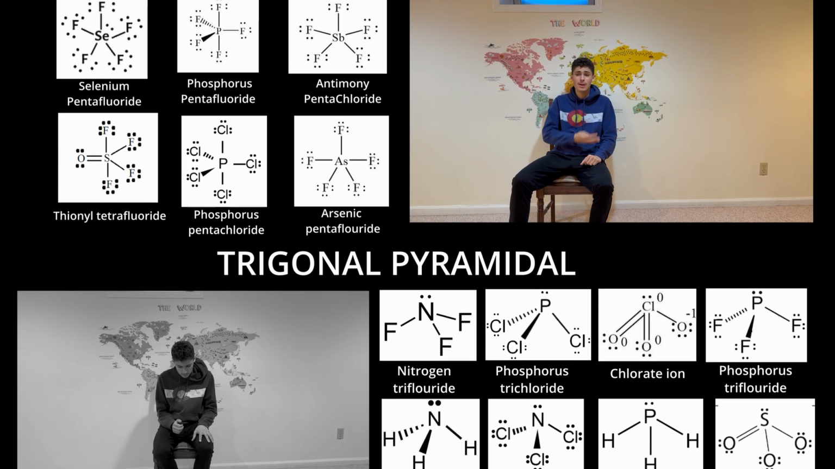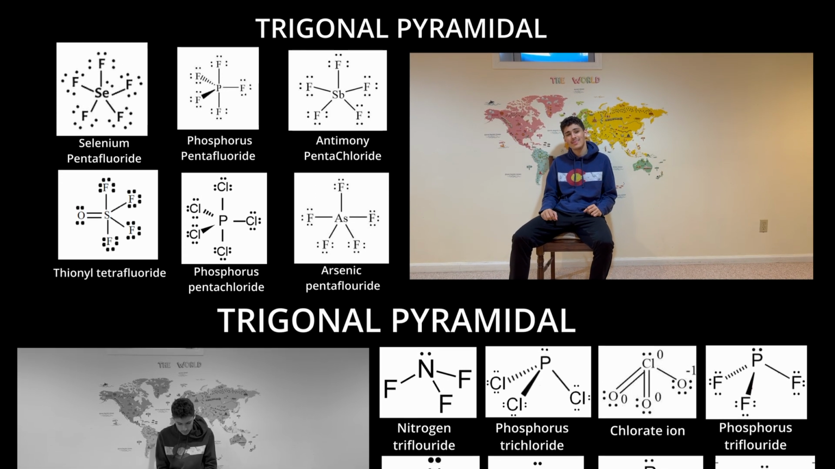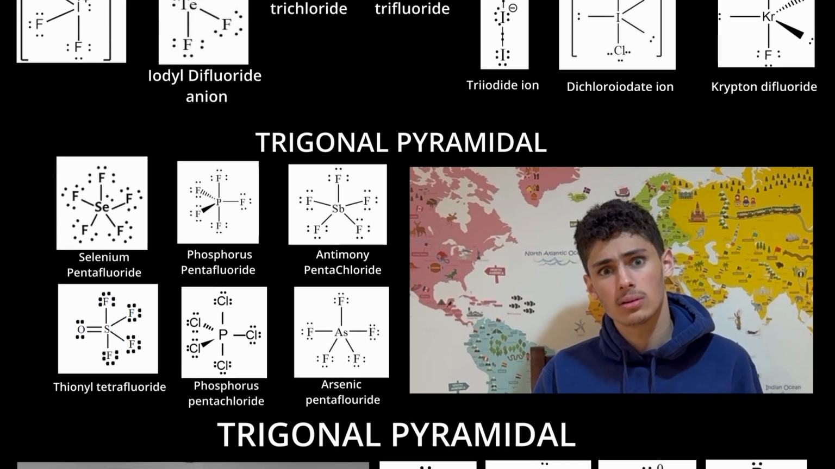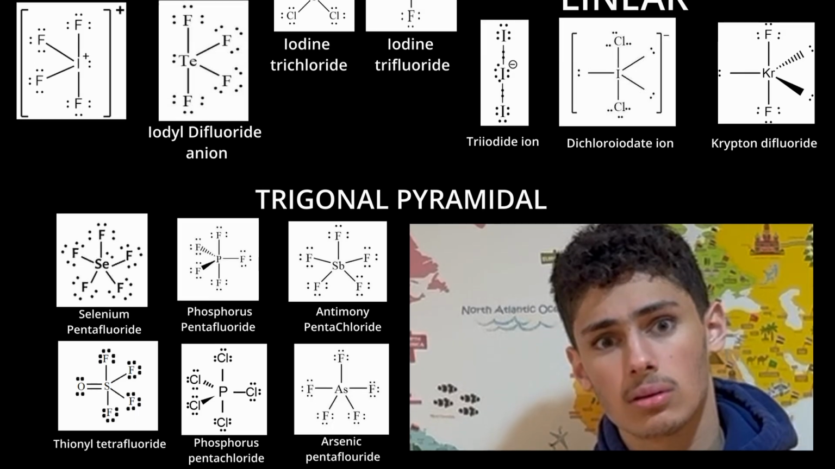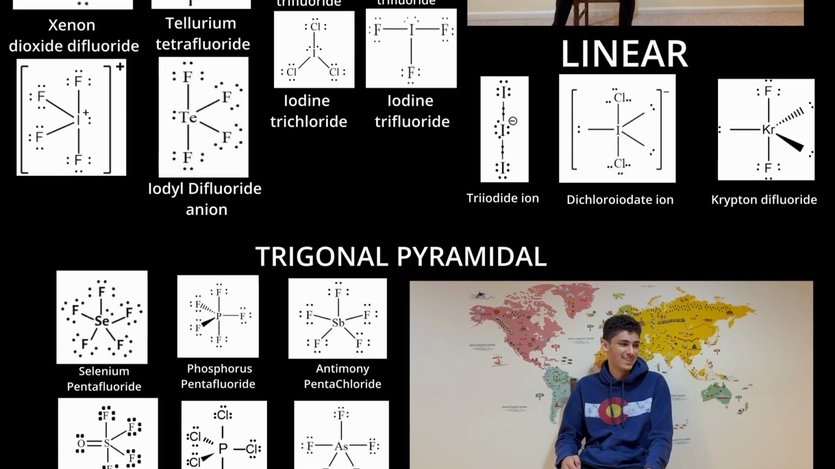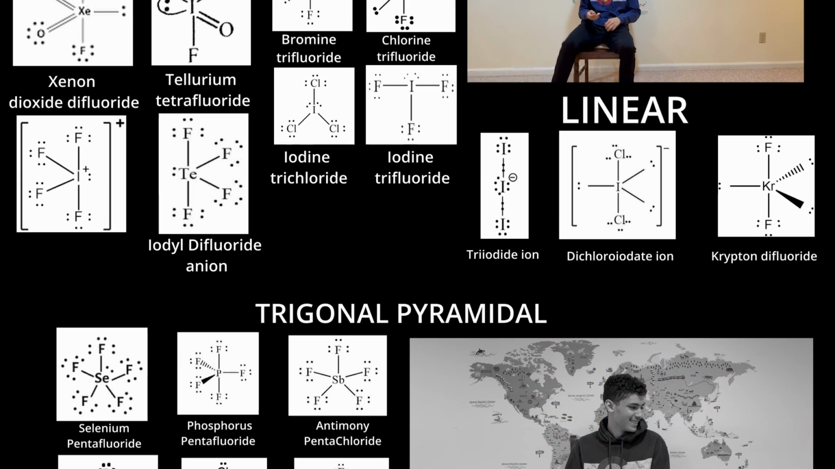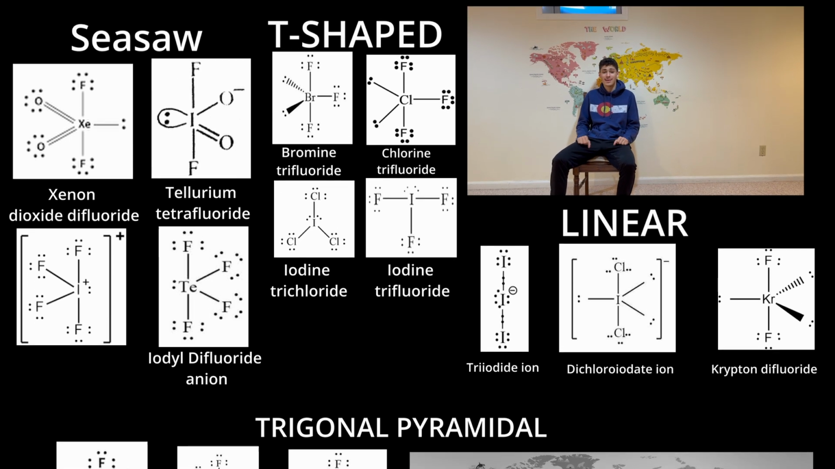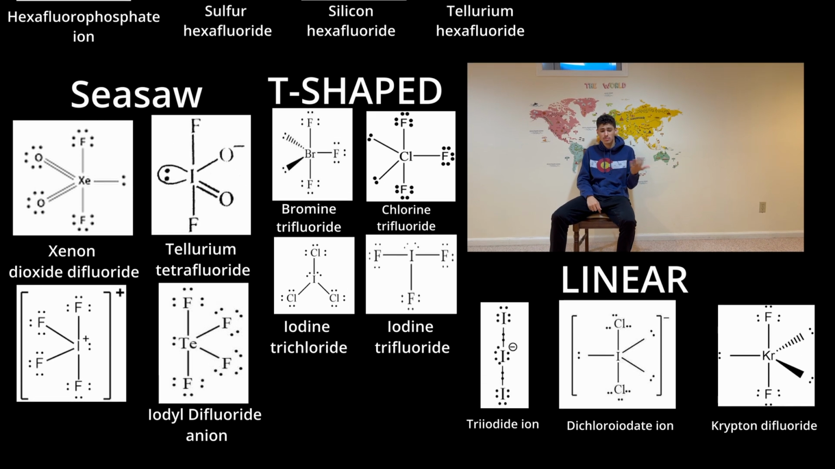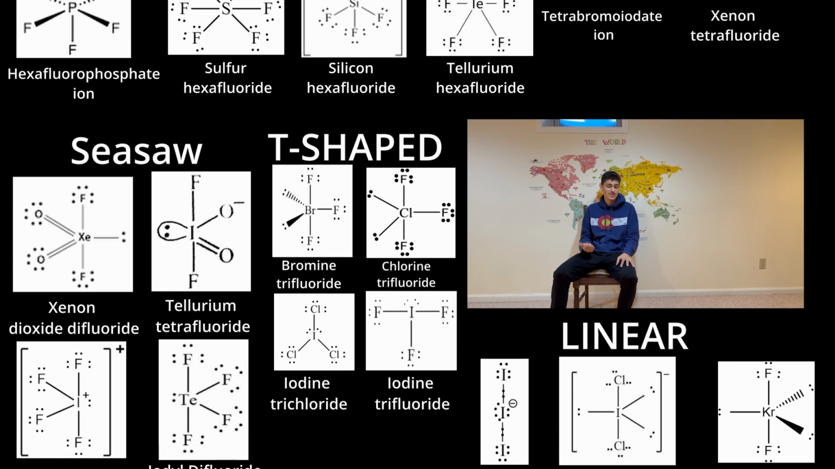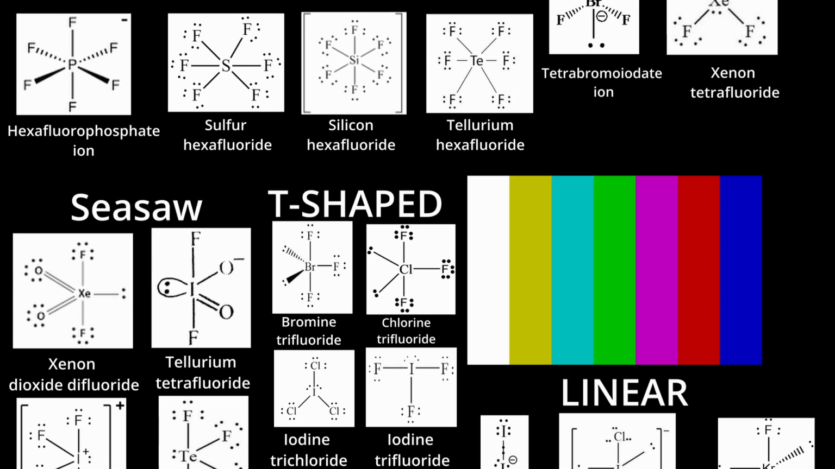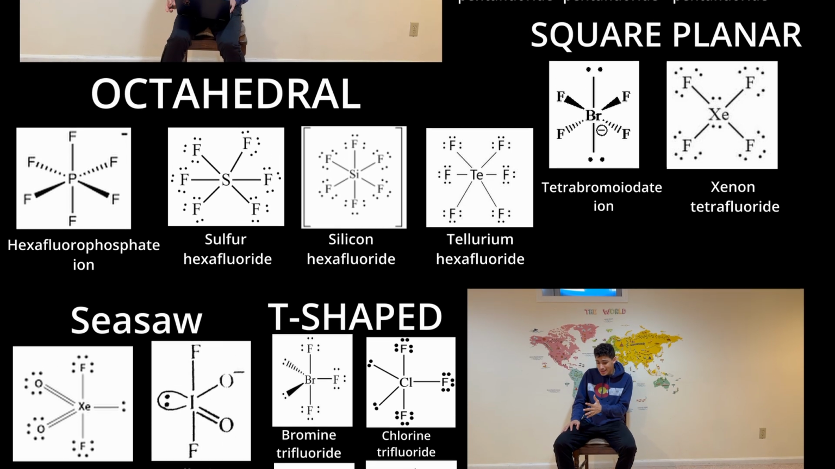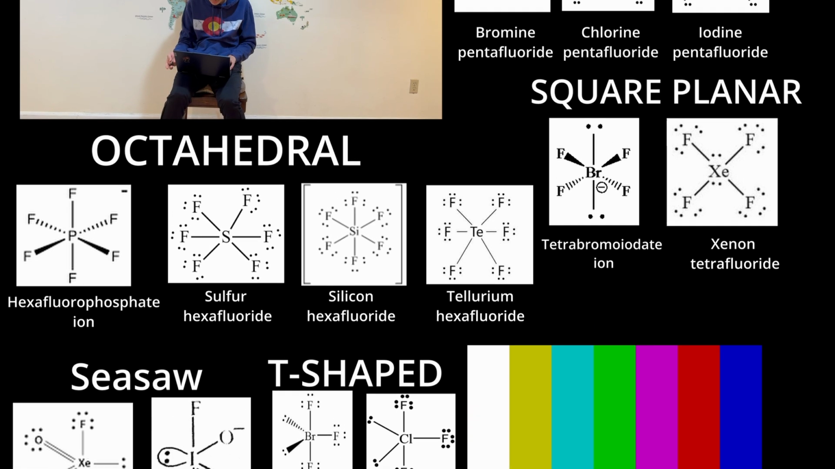Just divide 360 by the number of bonded atoms, right? Simple as that. So bam! Just divide the number of bond angles by the number of bonded atoms. Bam! So bam! That's it. Just divide 360 by the number of.